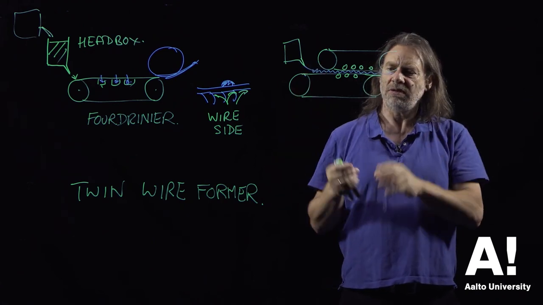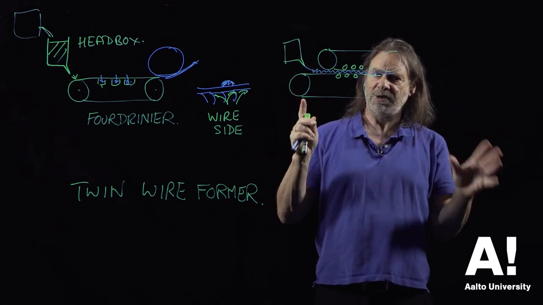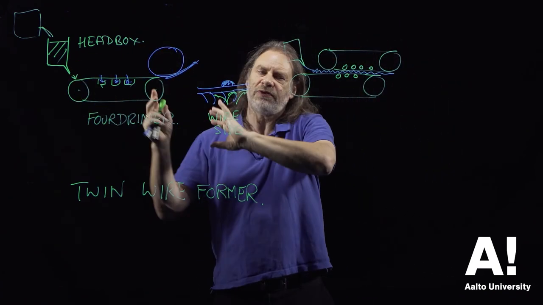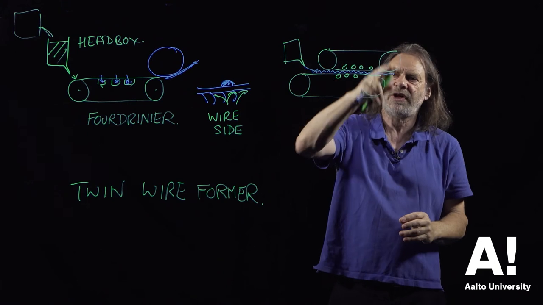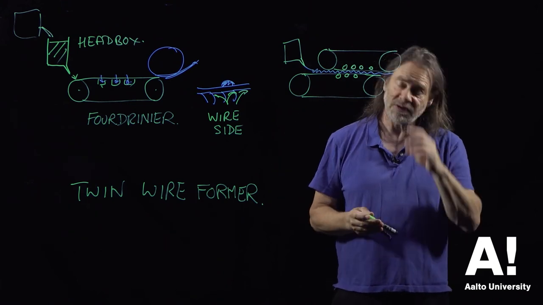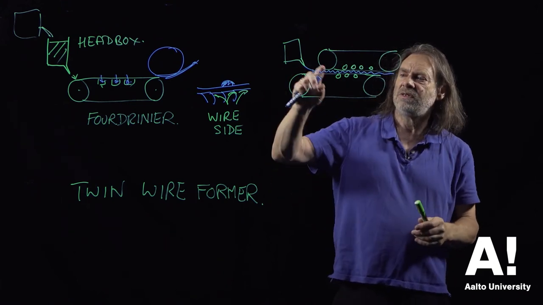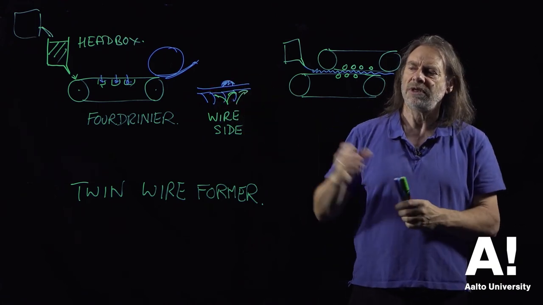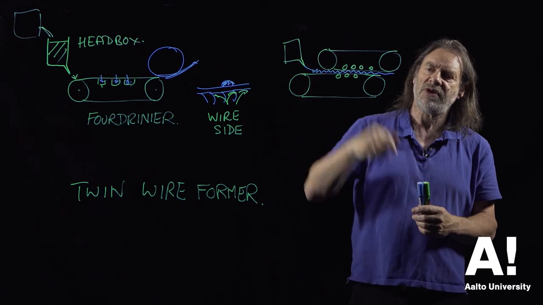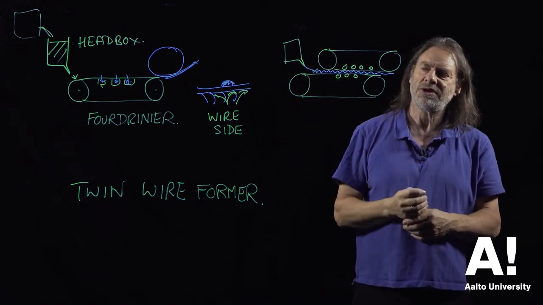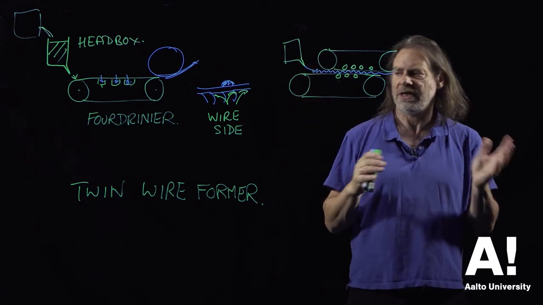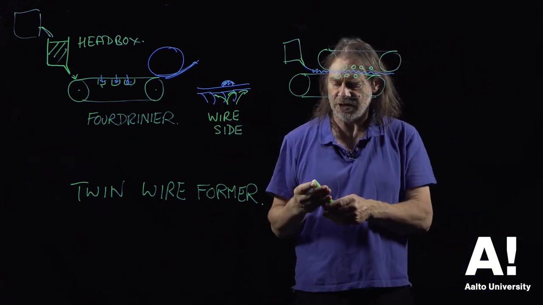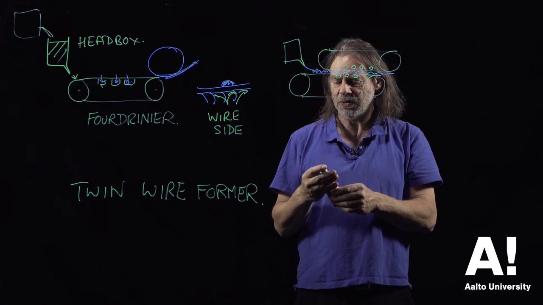This is a horizontal twin wire former, which would be much easier to fit into a paper mill that used to have a Fourdrinier. So if you wanted to retrofit, it would be much easier to put a horizontal twin wire former in. You still get a little bit of this effect of the wire side versus the smooth side of the paper, because you still have the effect of gravity which is pulling water out that side. So there is a slight difference between one side and the other of the paper. Not as bad as with a Fourdrinier, where you're physically pulling the water through.